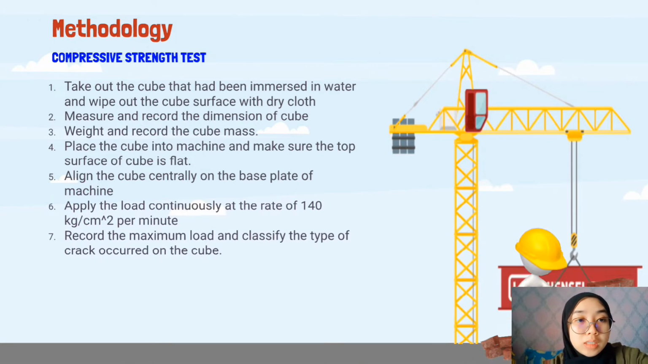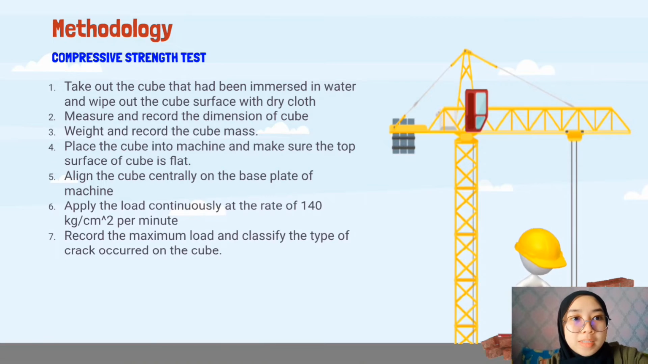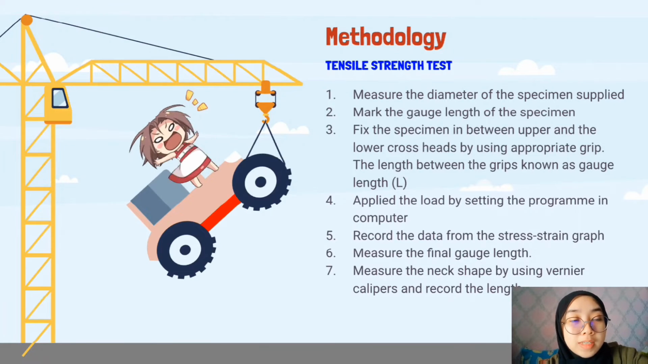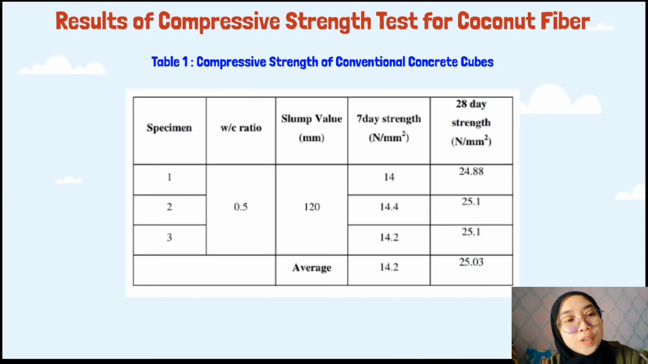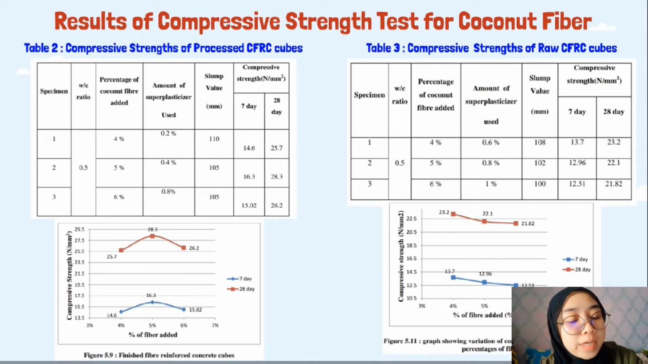Okay, so this is the methodology of the compressive strength test. The next one is the methodology of the tensile strength test, and the last one is the methodology of the flexural strength test. Okay, so this is the result of the compressive strength test. This is without addition of coconut fiber, and this is with addition of processed and raw coconut fiber. As you can see here, the difference between them is the compressive strength with addition of coconut fiber is more than the compressive strength without coconut fiber addition.